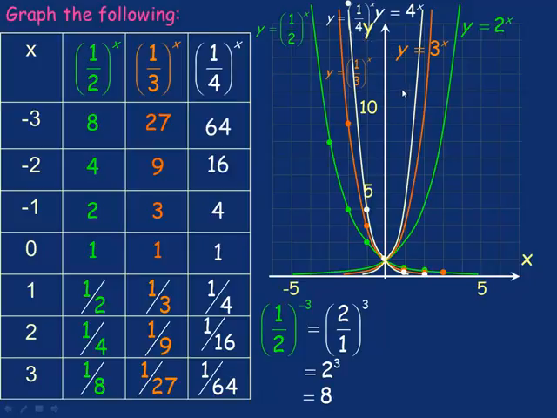Now we're going to compare these in the next page a fair bit, so I'm not going to spend too much time here. But notice that a half to the power of x and 2 to the x are actually reflections of each other in the y-axis. Same as y equals 3 to the x and y equals 1/3 to the x. Those two orange graphs are reflections of each other in the y-axis. And the same for the 4 to the x and a quarter to the x.